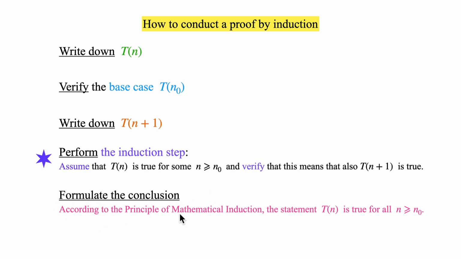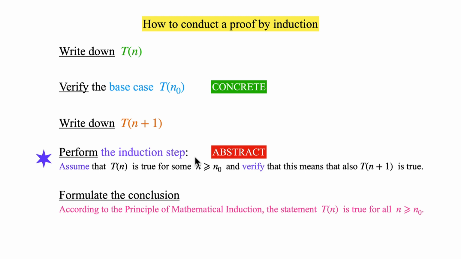Say that according to the principle of mathematical induction, the statement T(n) is true for all n which are greater than or equal to our starting point n0. So this is what we are going to do. This computation, verifying the base case, is very concrete. You simply take the number 0 or 1 or whatever the starting point is, and you verify that this is a true statement. And this is always very easy.